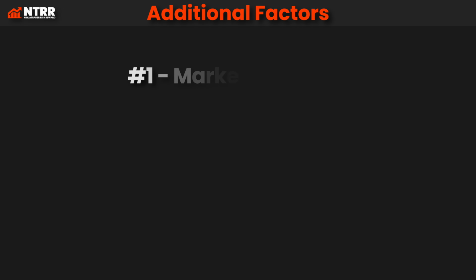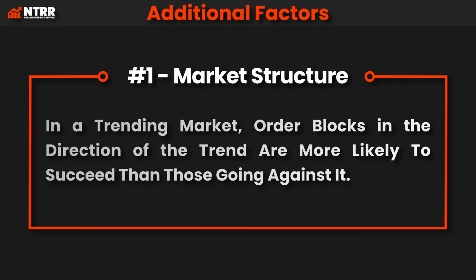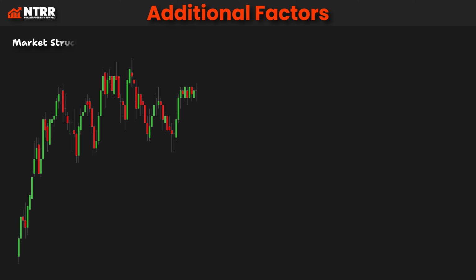Number 1. Market structure. The overarching market structure plays a significant role in the success of an order block. In a trending market, order blocks in the direction of the trend are more likely to succeed than those going against it. For example, in an uptrend, bullish order blocks that align with the dominant direction have a higher probability of holding, as they represent areas of demand in a market moving higher. Conversely, bearish order blocks in this scenario are more likely to fail unless they align with a broader correction or reversal. Another critical aspect of market structure is liquidity.